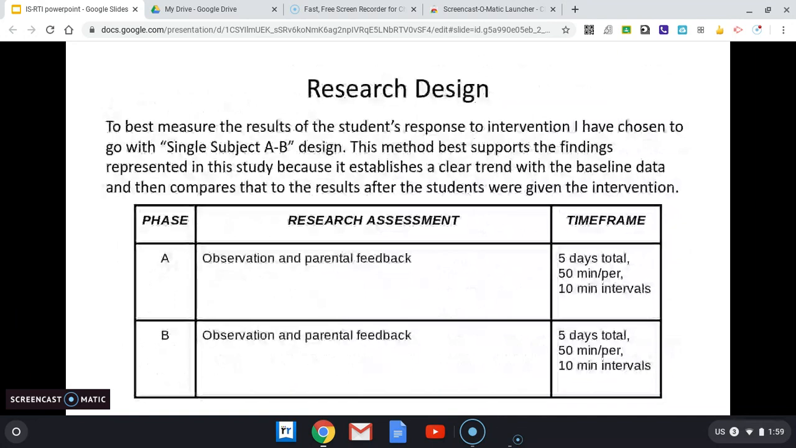So the procedures that I used: I have two phases. I have an observational and parental feedback in both phases. A is my pre-intervention and B is my after or post-intervention. It was done in a time frame that was 5 total days or one school week, and then one 50-minute period, and broken down into 10-minute intervals. So 5 total observational data points for my A and B phase.